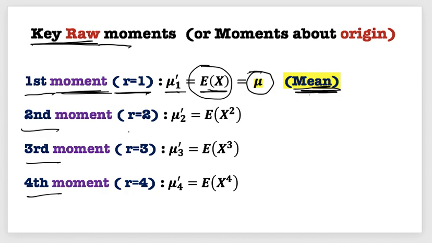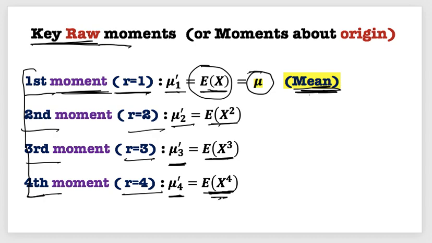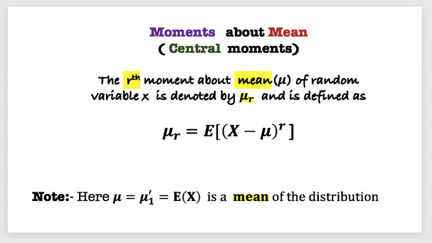For the second, third and fourth, mu 2 dash, we will evaluate E of x square. For the third raw moment, we find E of x cube. And for the fourth raw moment, we find E of x to the power 4. These four moments can be used depending upon the question. If it is discrete, we just saw how to open it with summation, and for the continuous we can do integration. In the last problems we will see how we can implement it.